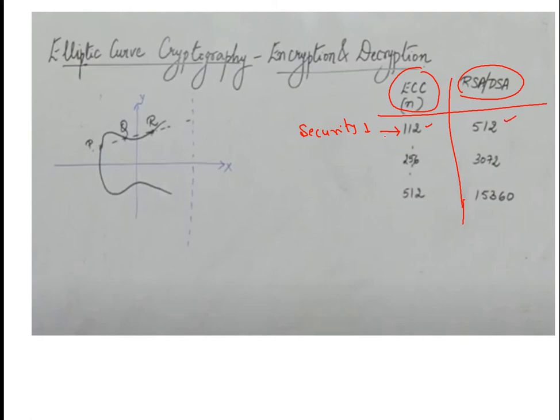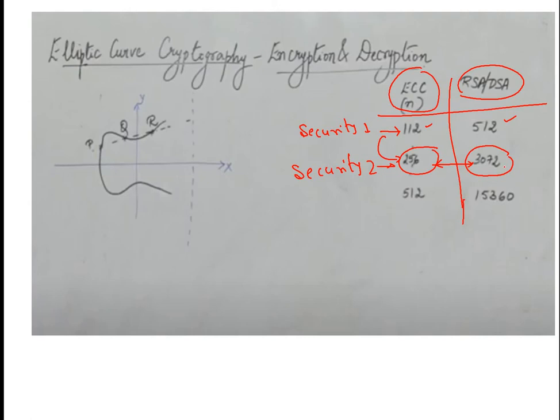Next, if you want to go to the medium level of security, ECC takes 256 bits, but RSA and DSA take 3072. You can see the difference for the same level of security. Consider this security level 2. ECC, elliptical curve cryptography, takes 256 bits, but RSA and DSA take 3072 bits, which is much more for the calculation.